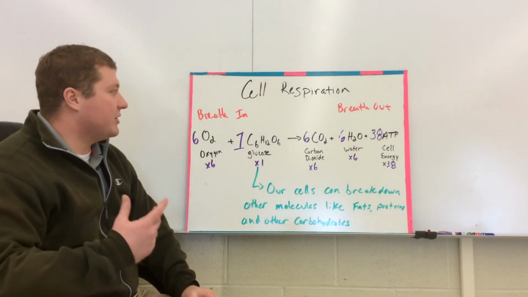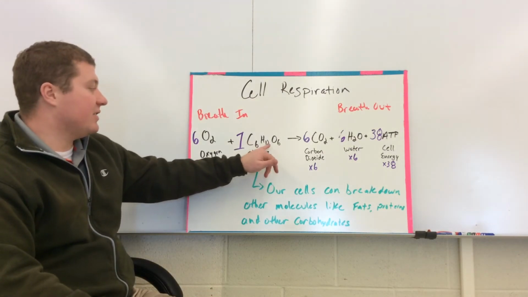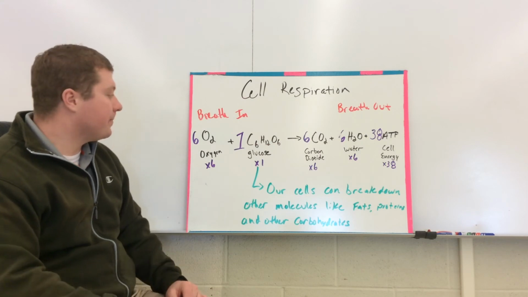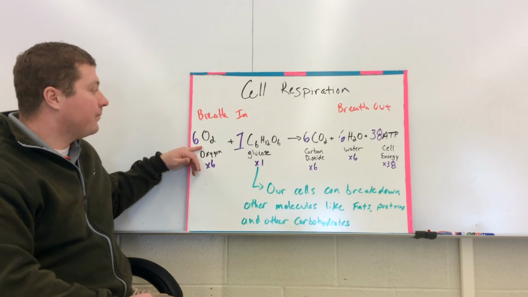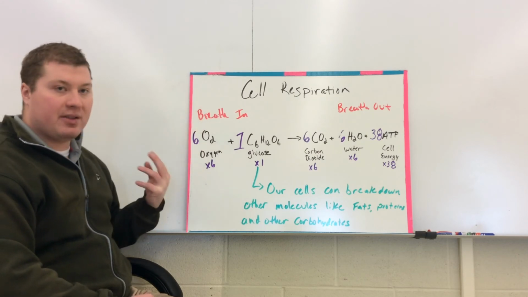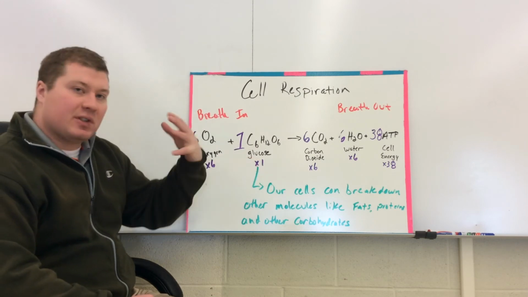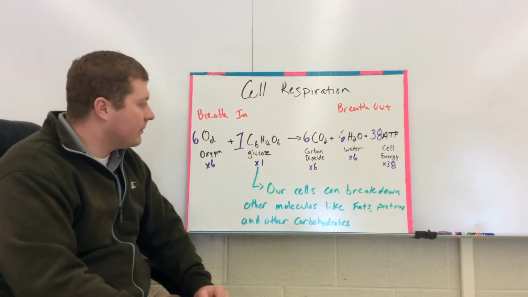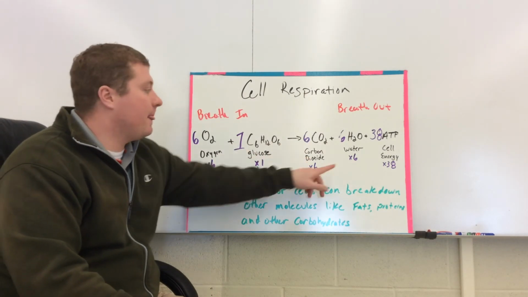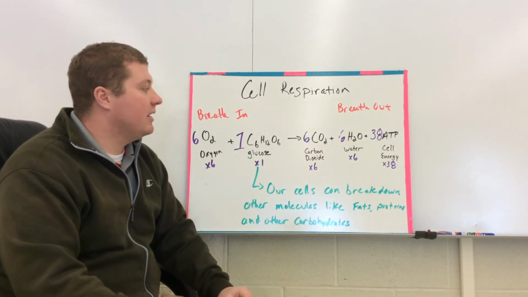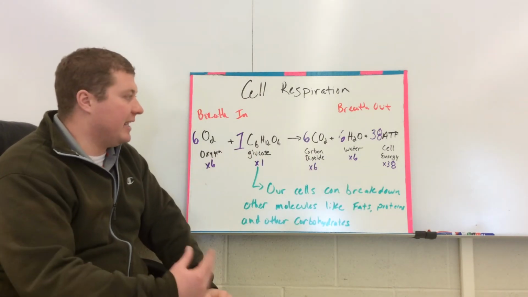So the overall equation for cell respiration, again, is this. You take in the glucose, that's C6H12O6 that we just saw. We combine that with 6 parts of oxygen. So we need 6 oxygen molecules. We breathe that in from the air. We take glucose, which is a sugar. We break that down into carbon dioxide. We get 6 of them. We get 6 water molecules, but we get 38 cell energy molecules as well, that ATP from it.